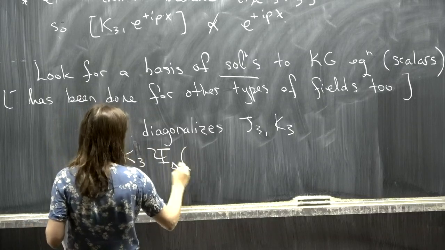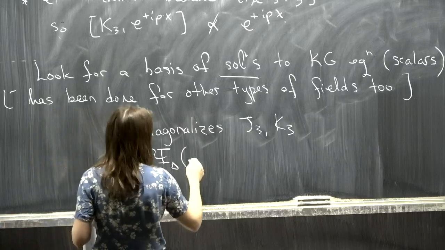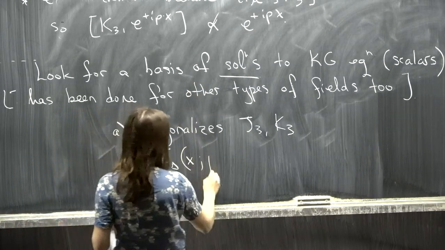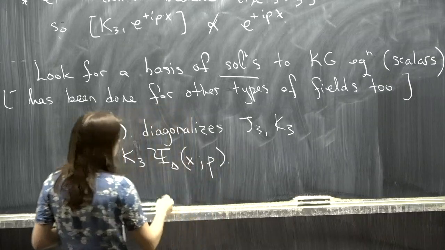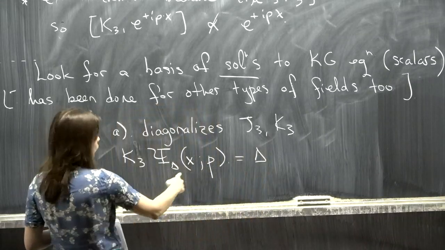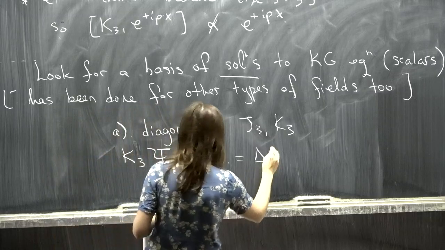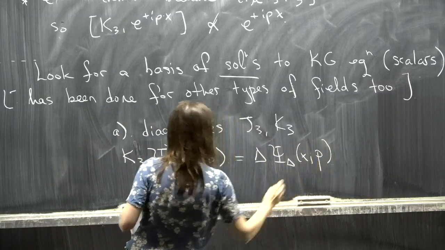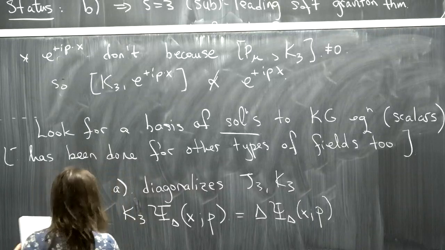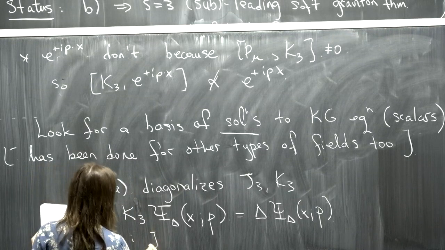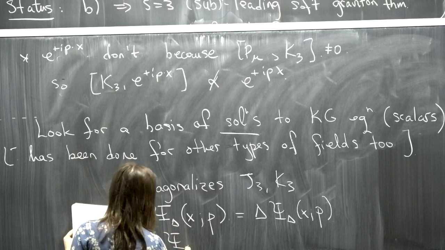acting on some psi, again just like the plane waves, are going to be functions of some bulk point x and some boundary momentum p that diagonalize boosts with eigenvalue delta. And for scalars, we also want that J3 annihilates this guy.